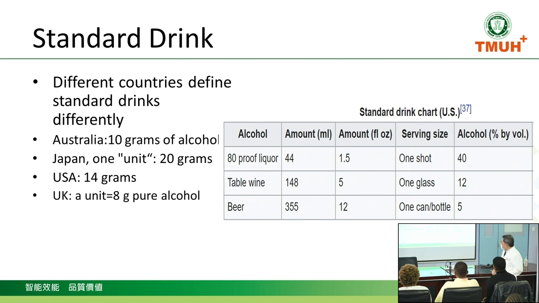Australia, 10 grams of alcohol. Japan, 1 unit means 20 grams. Hey, Japanese, more strong. USA, 14 grams. UK, a unit equals 8 grams of pure alcohol.